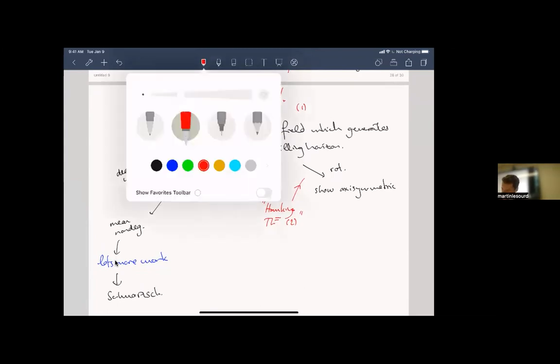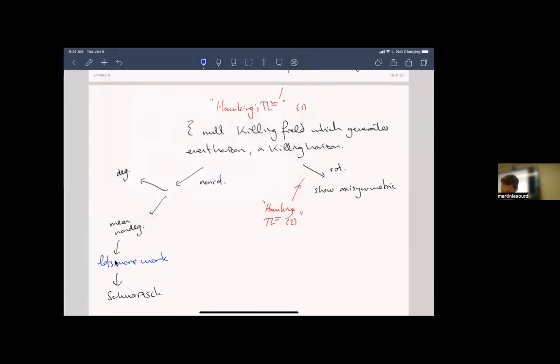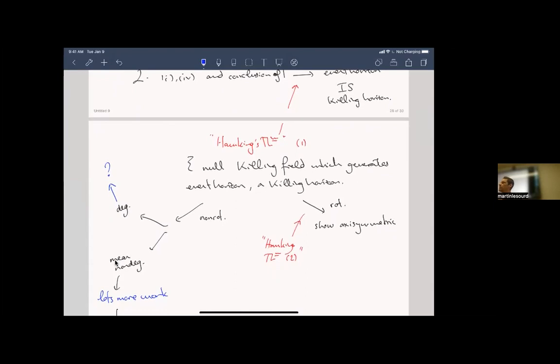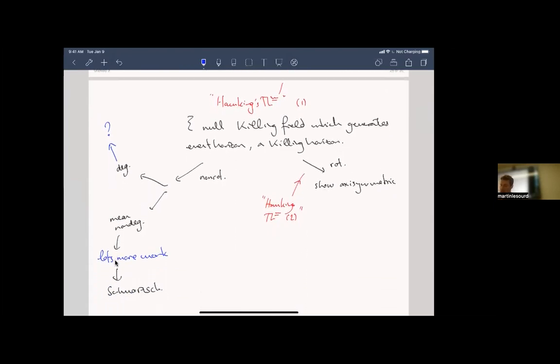Degenerate, it's open. So we don't actually know how to get rid of this. That's why it's an assumption that it's mean non-degenerate. It's believed that this is just technical. It's believed we can get rid of this, but we just haven't worked it out yet. So when we say degenerate, we degenerate everywhere on the horizon. Yeah, it's identically zero.